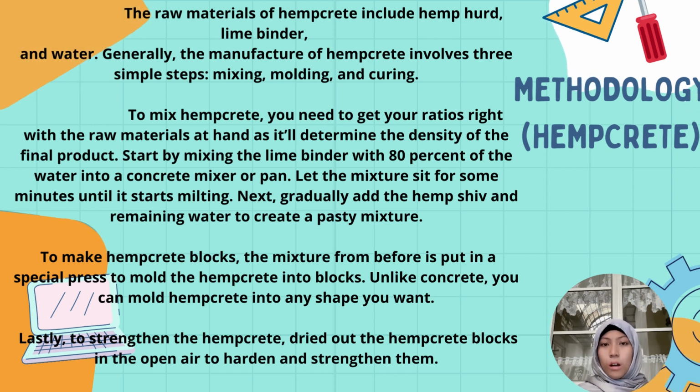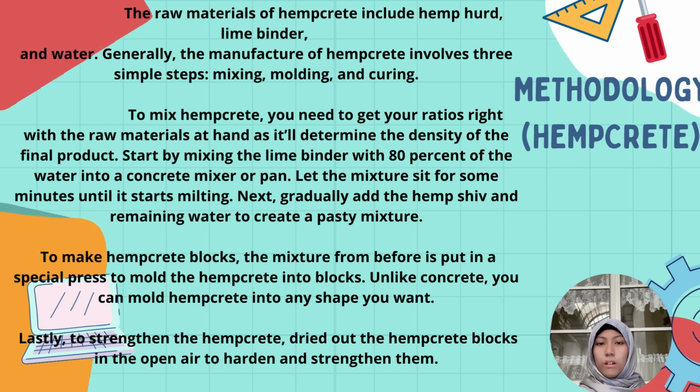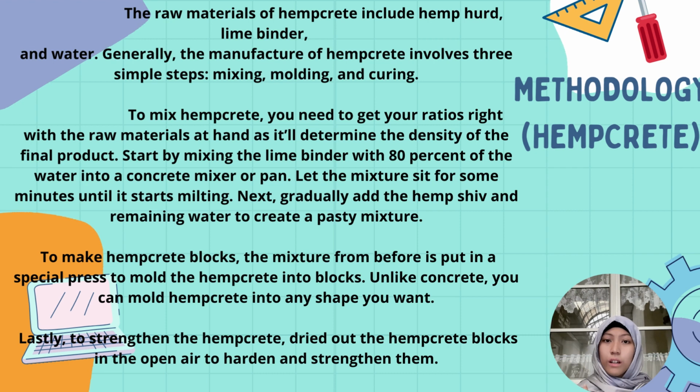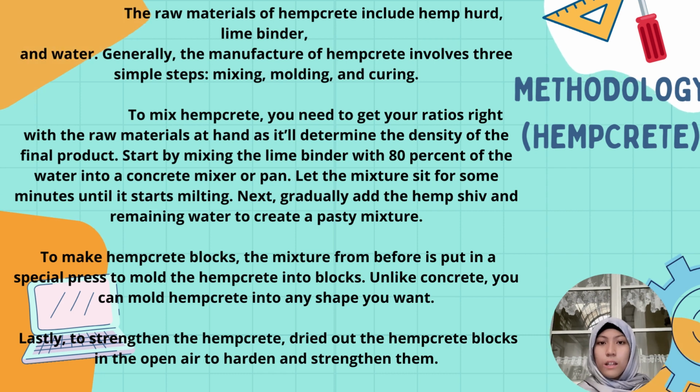To make hempcrete blocks, the mixture from before is put in a special press to mold the hempcrete into blocks. Unlike concrete, you can mold the hempcrete into any shape you want. Lastly, to strengthen the hempcrete blocks, you will need to dry them in the open air to harden and strengthen them.